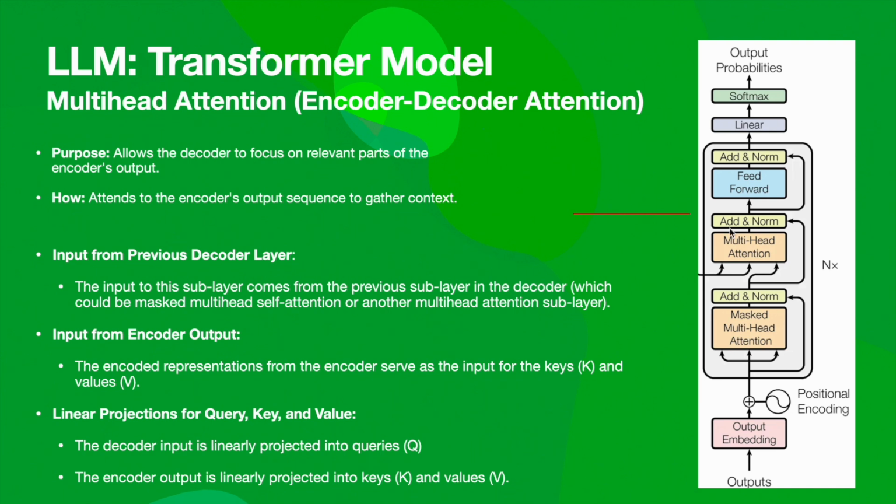So what is going to be the input here, we are going to discuss. The first input is the previous decoder layer, which we call masked multi-head attention. So the input in this sub-layer is the previous sub-layer, whatever the decoder predicts through masked self-attention or another multi-head attention sub-layer. The second input we take from the encoder section: the encoded representation from the encoder serves as the input for the keys and the values.